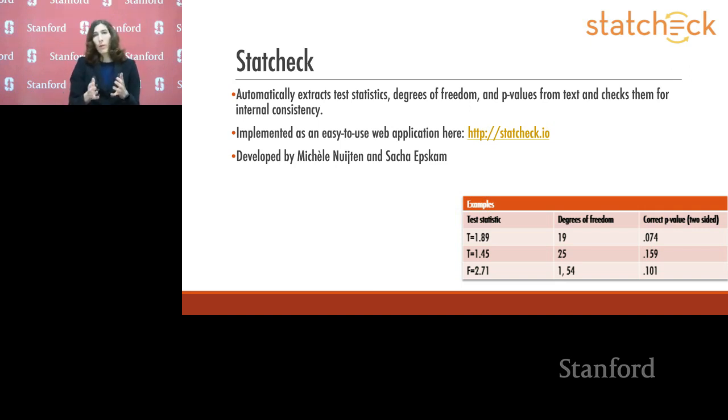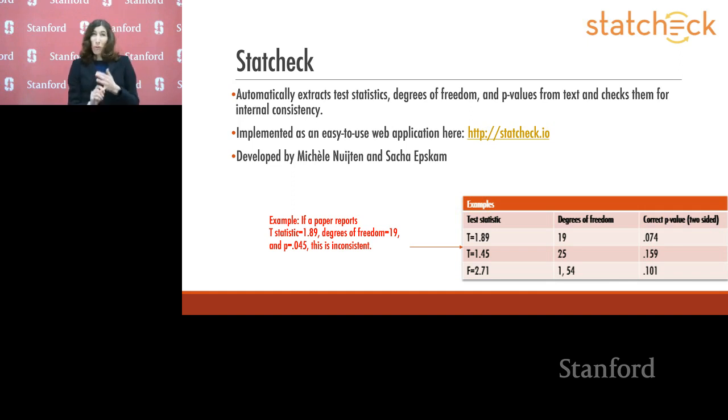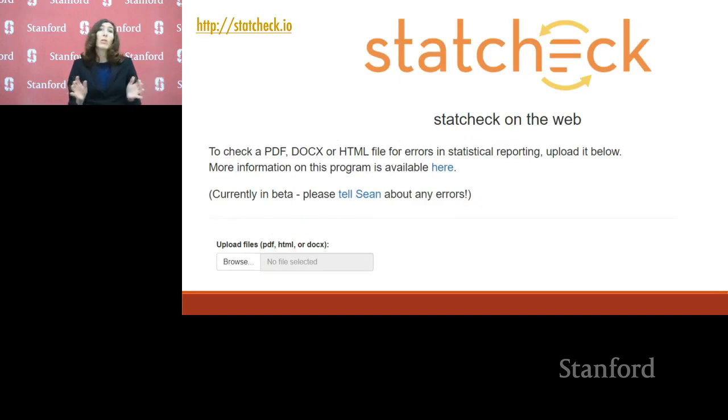So for example, let's say you have a paper where you're comparing two groups and you run a t-test. And you get a t-statistic of 1.89 and your degrees of freedom is 19. The degrees of freedom is related to your sample size. A t-statistic of 1.89 with a degrees of freedom of 19, the correct p-value associated with that is 0.074. If a paper reports that t-statistic but reports a p-value of 0.045, then something is wrong. Those are inconsistent. And Statcheck automatically flags those for you. Statcheck is implemented in R, but it's also implemented in this convenient web app that doesn't require you to know any programming at all.